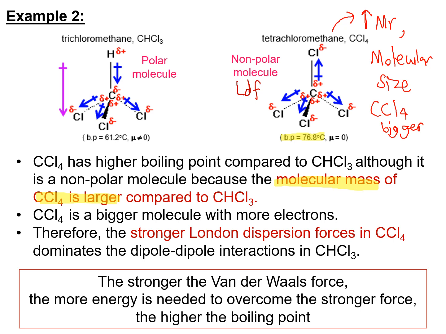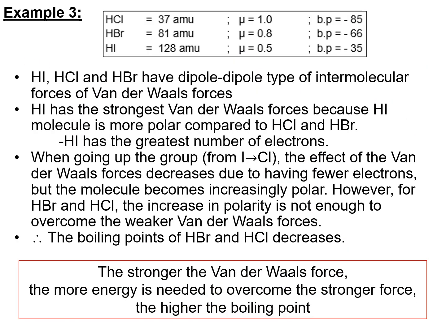Okay, and therefore that's why van der Waals forces, ataupun London dispersion force in CCl4 will be stronger compared to dipole-dipole interactions in CHCl3. And we know that the stronger the van der Waals forces, therefore the more energy is needed to overcome the forces, and therefore that's why CCl4 has higher boiling point compared to CHCl3.